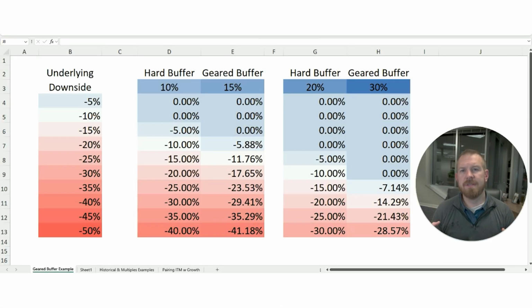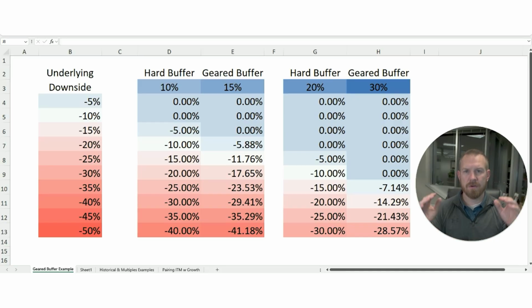Before we dive into the details of a geared versus a hard buffer, I want to start with why would somebody choose a geared buffer downside? Why would somebody add this level of complexity as we're diving into some of the details and some of the examples? Why make it more complicated? The shorter answer is it's a much cheaper or less expensive downside protection compared to a hard buffer.